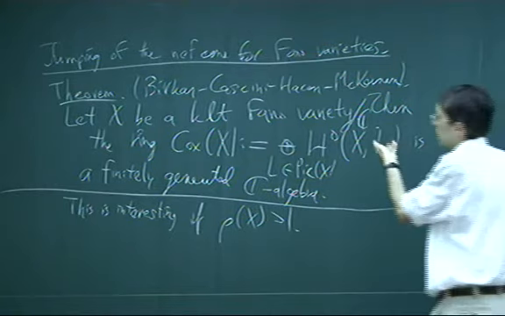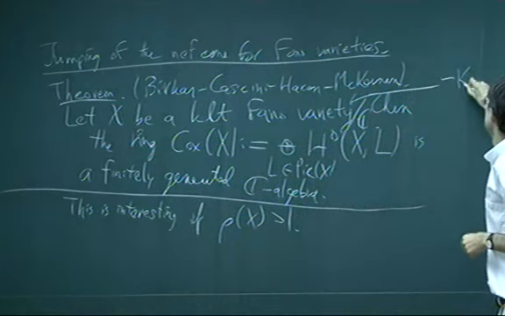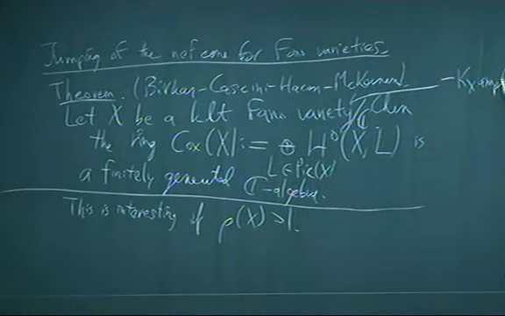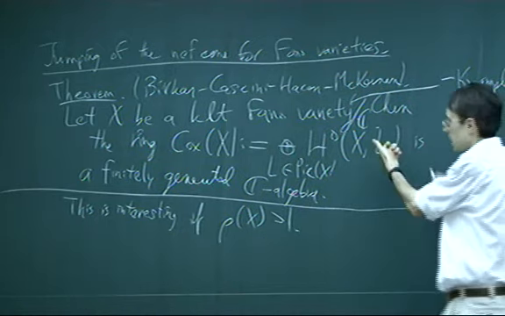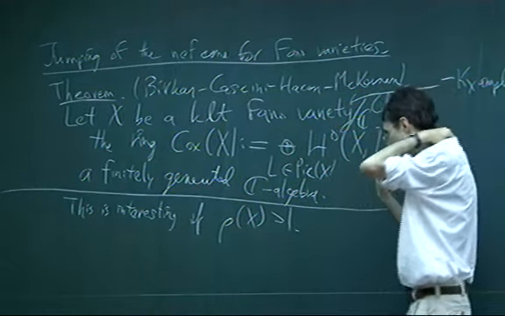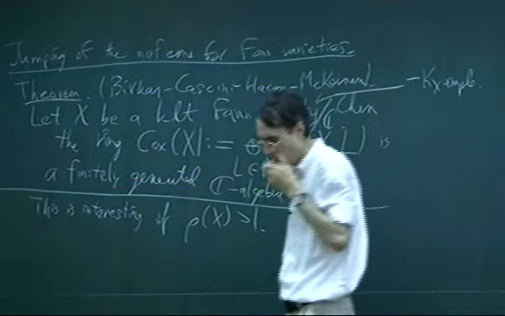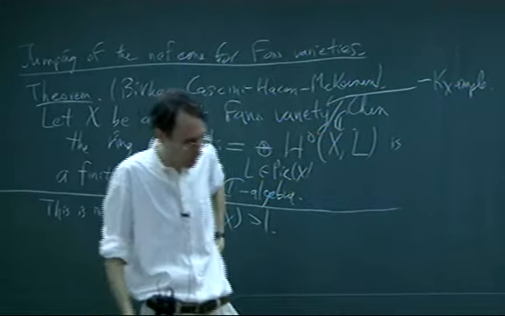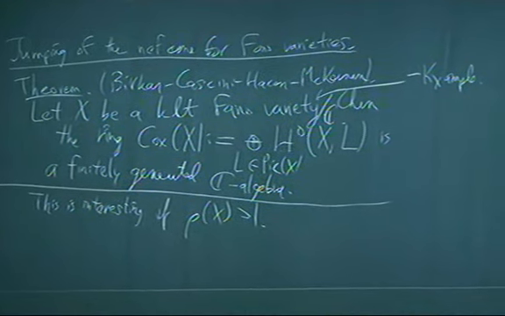But this is saying that for Fano varieties, so just to write that again, it means that minus K is ample. For Fano varieties, for example smooth ones, you can take any line bundle you want, and sections of its powers give you a finitely generated ring. And even if you put together all line bundles at the same time, you get a finitely generated ring.